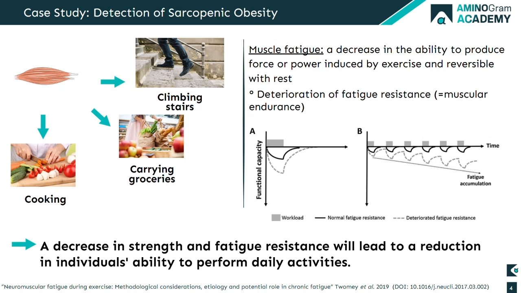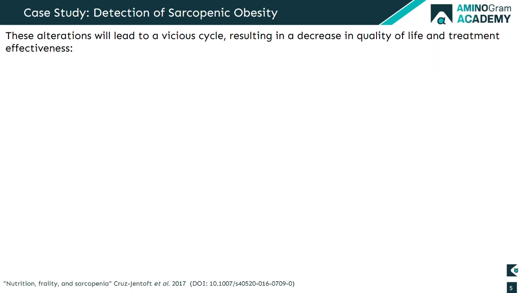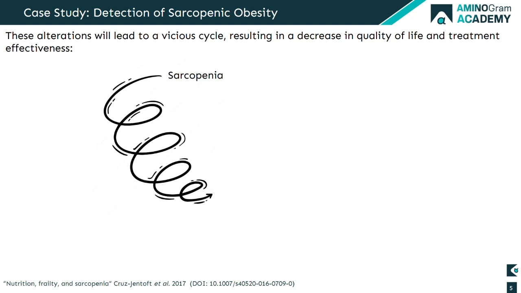And so at that point, the decrease in strength and endurance will truly lead to a progressive decline in individuals' ability to perform daily life activities. And this is really something that we find in the condition called sarcopenia, and it will also lower everything related to quality of life and treatment effectiveness.